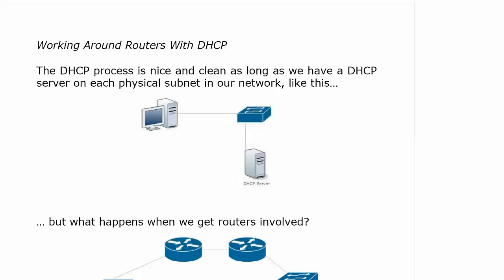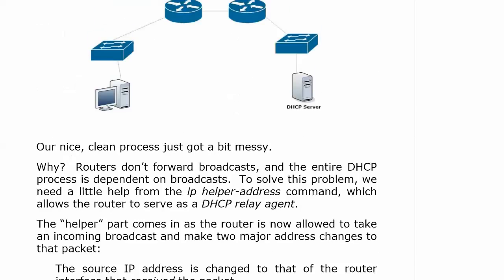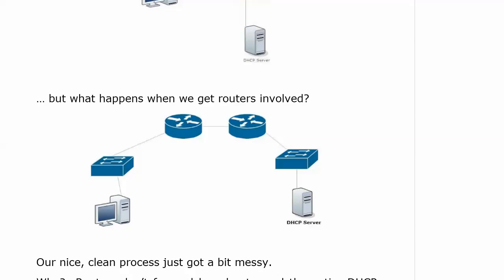In the next video, we're going to get some routers involved, because as you can see on the screen right now, this process is nice and clean as long as we have a DHCP server on every physical subnet in our network. But once we get routers involved, things get just a little bit trickier, and that's what we're going to see on the very next video. We're going to see what happens when we start getting some routers involved in this process and what we need to be aware of, and we will take care of that on the very next video.